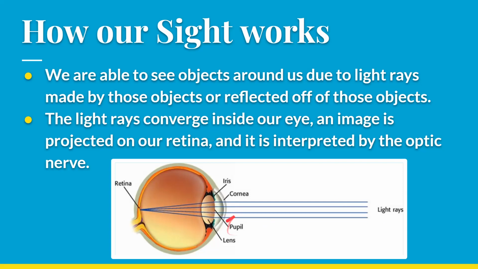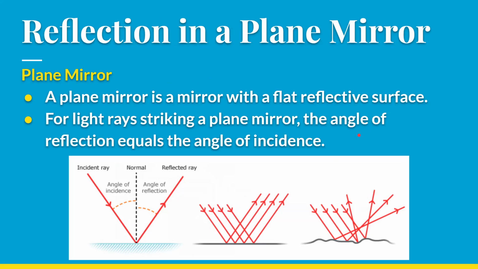But again, a lot of the stuff we're going to talk about can be applied to your actual eye, not just a lens like in a magnifying glass, but your actual eyeball has a lens inside of it too. But we're going to start with mirrors. So let's talk about reflection in a plane mirror first.